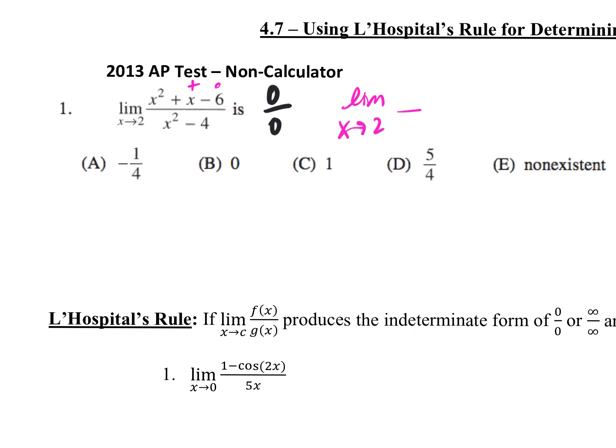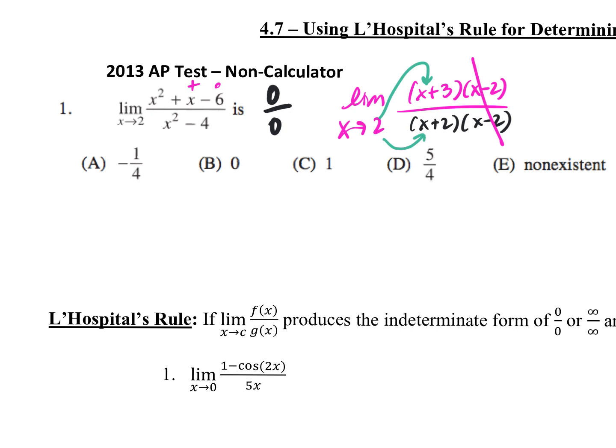Well, we got to multiply to be negative 6. Right? X plus 3, x minus 2. What about the bottom? That's a little difference of squares. X plus 2, x minus 2. Does anything cancel? My x minus 2's. And then we can just plug my limit back into what's left.